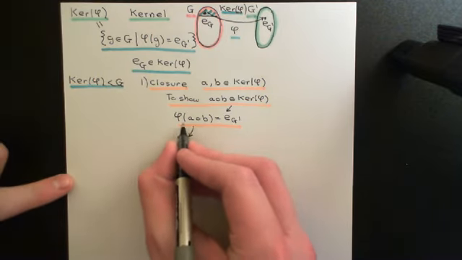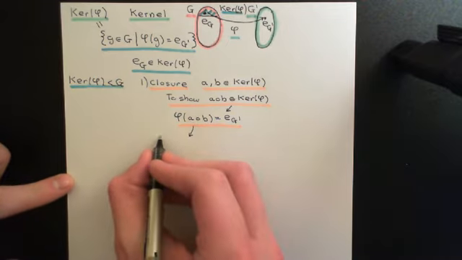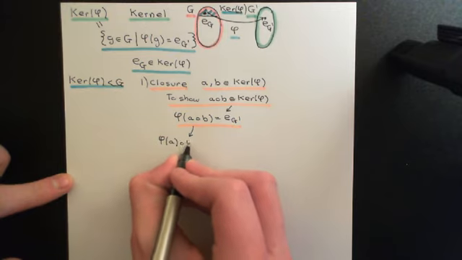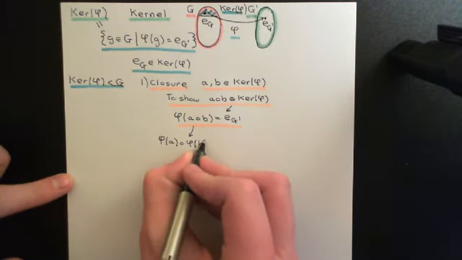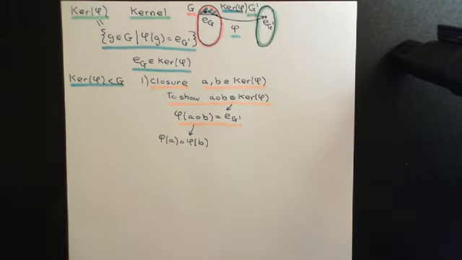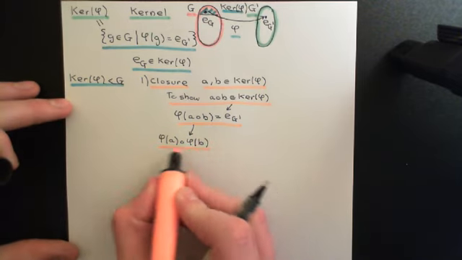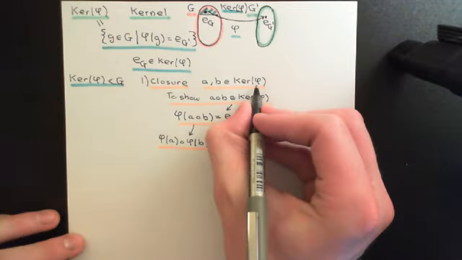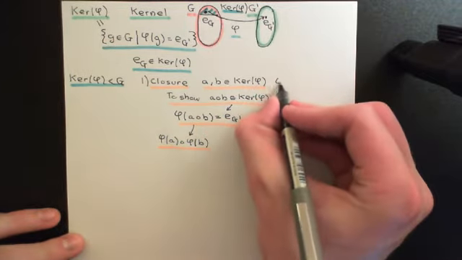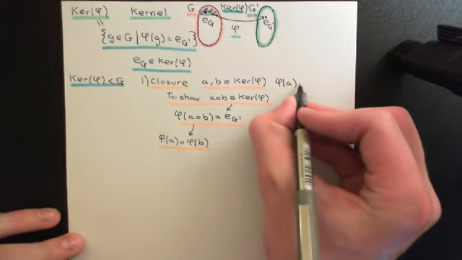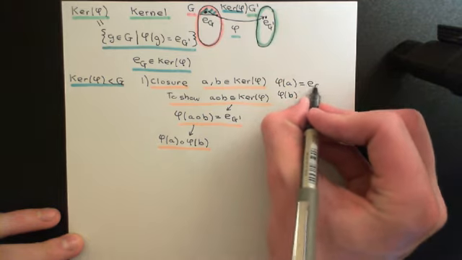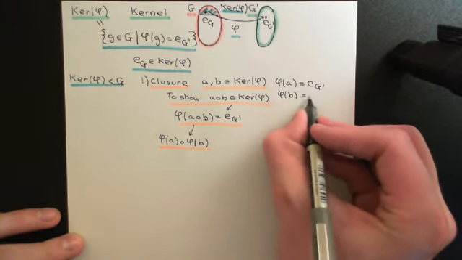So let's consider phi of a composed with b. Because we know that phi is a homomorphism, we can split this down into phi of a composed with phi of b. Now, why is that a fantastic thing to do? Well, we know what phi of a and phi of b are, because we know that a and b are elements of the kernel of the homomorphism. That means that phi of a and phi of b are both the same thing: they are the identity in capital G prime.